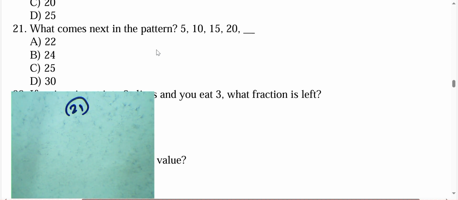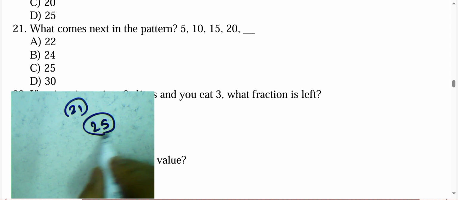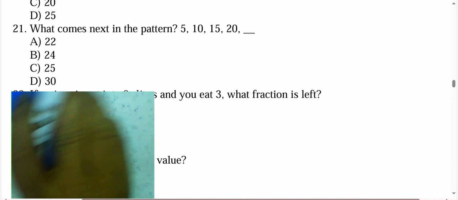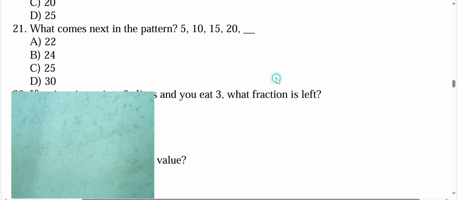What comes next in the pattern? 5, 10, 15, 20. It will be 25. He added 5 in the same time. So the result here will be 25. Choose letter C. Next question.